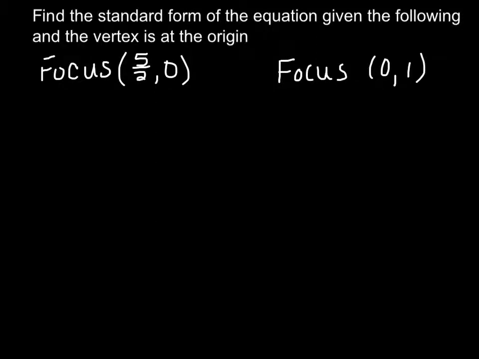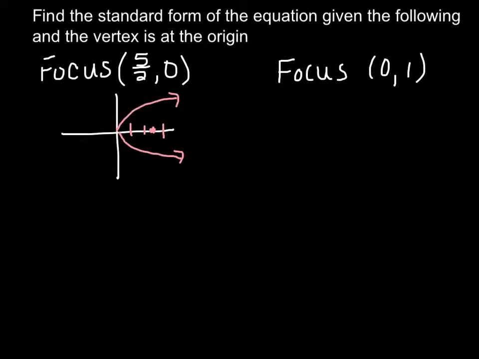A focus is a directed distance from the vertex. So we're going to start by drawing this out. If I have to draw and label the focus, (5/2, 0), so it's a point, and 5/2 is in between 2 and 3. It means the parabola is going to surround this.